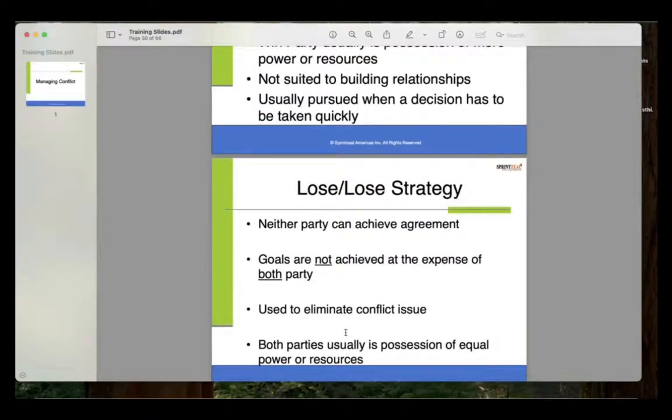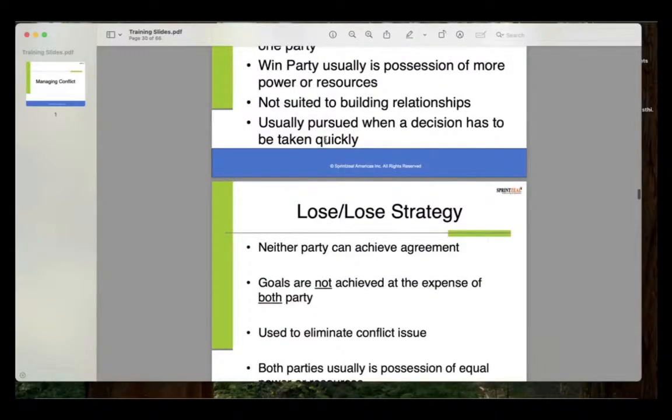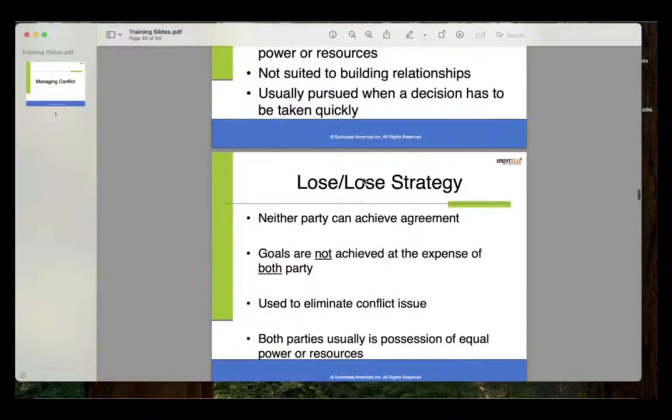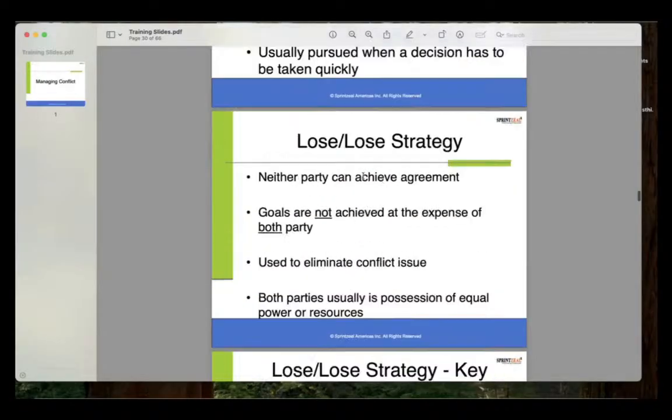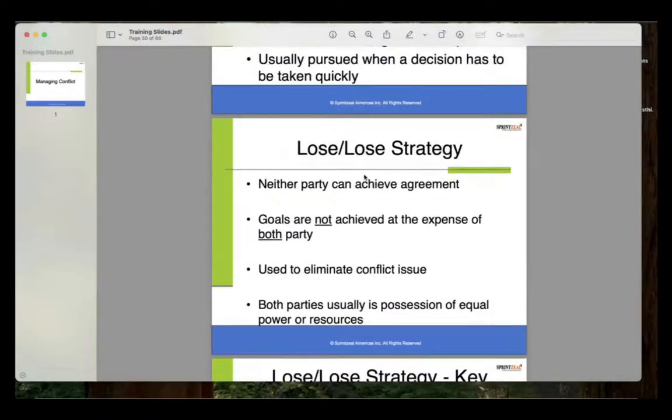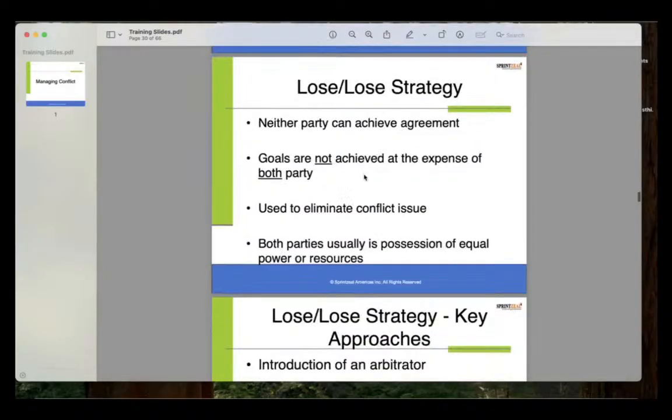Both parties usually are in possession of equal power or resources. This is also one difference that we can see from win lose strategy. Usually what happens there, we saw that the win party usually is in possession of more power or resources, while in lose lose strategy, both parties usually are in possession of equal power. So both have equal power in this, because it is lose lose. It's not like win win or win lose, not like that.